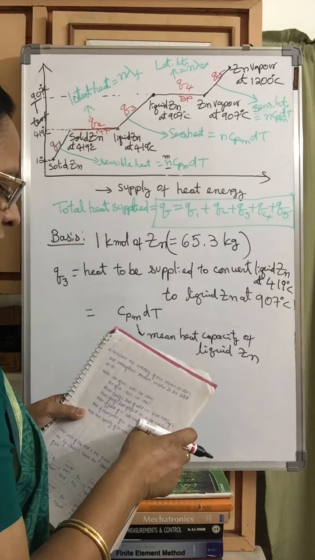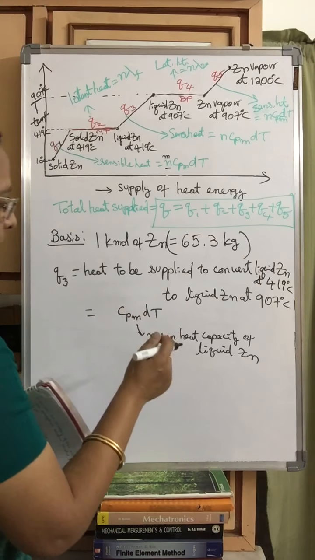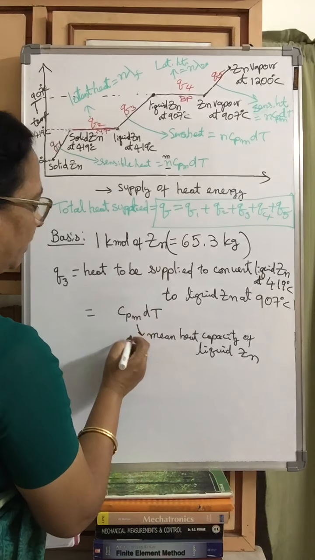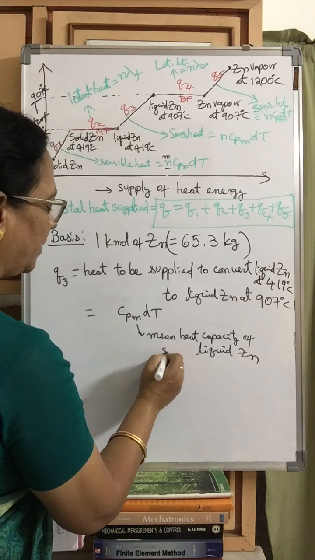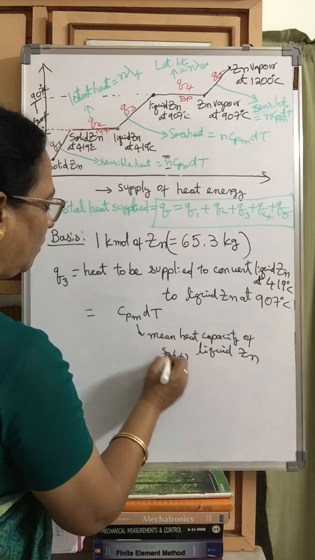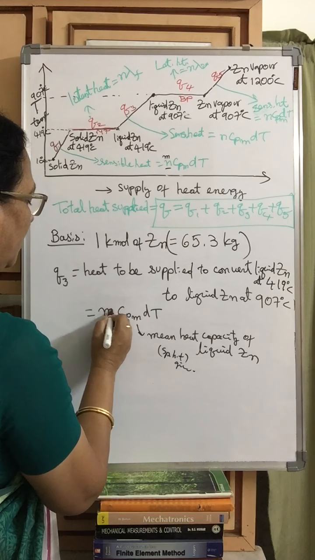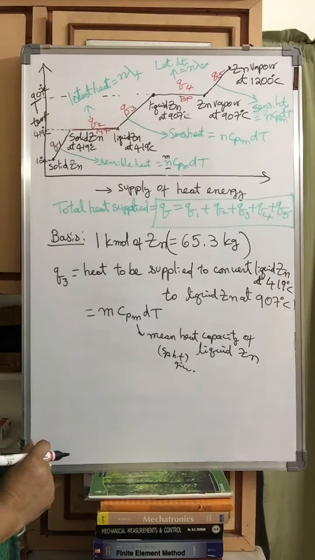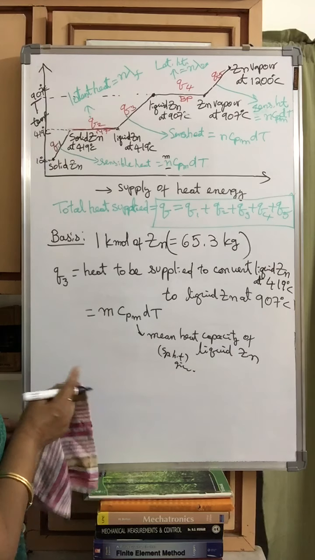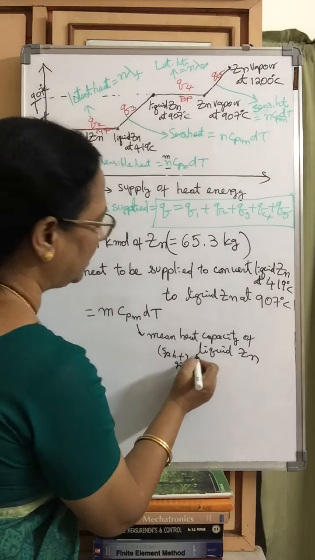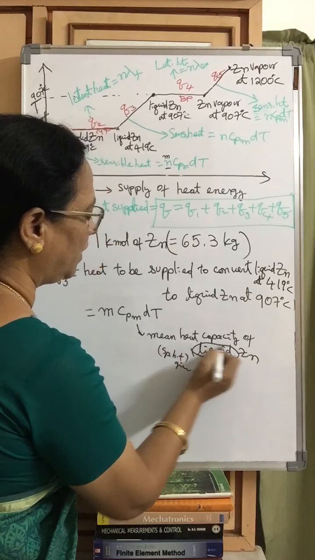Liquid zinc 0.109 kilocalorie per kg is given. That means the specific heat is given. So what do we take now? M we take, because it is per kg. You need to take the liquid zinc.